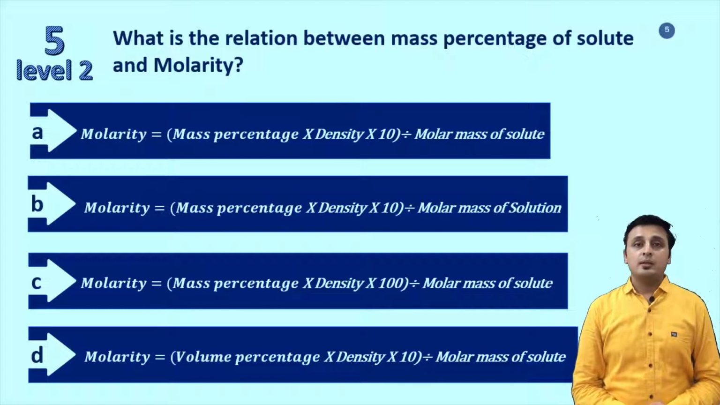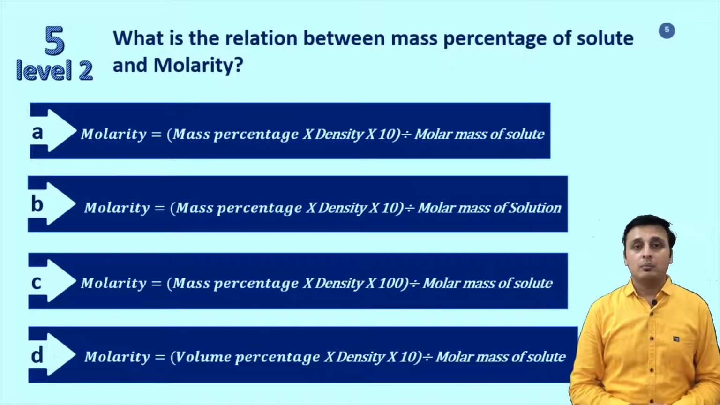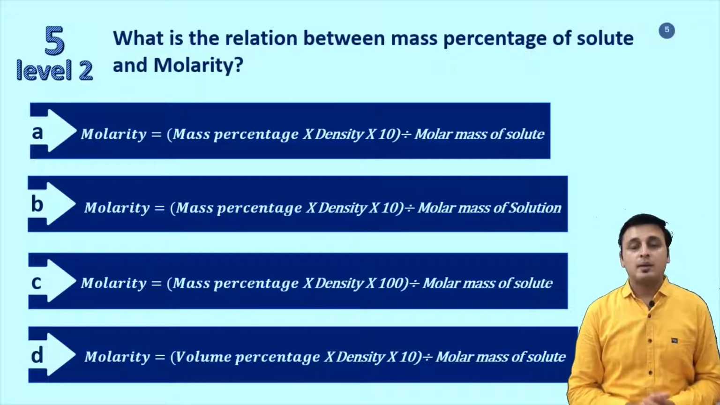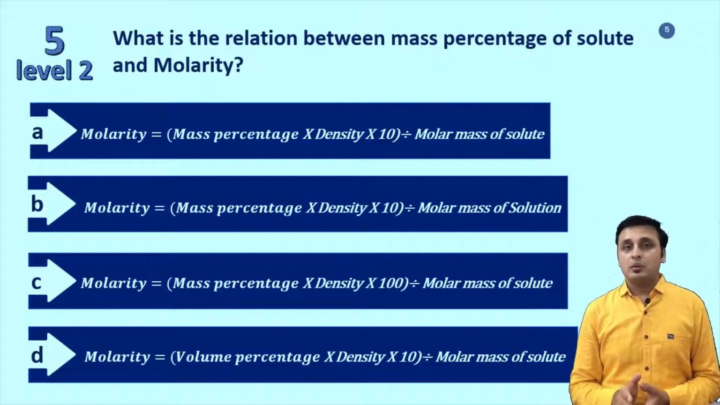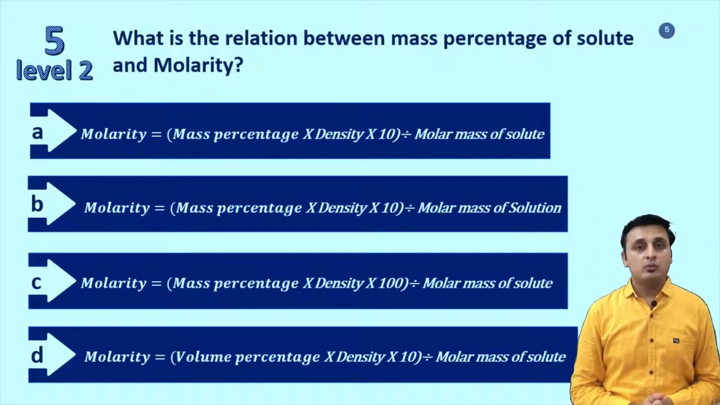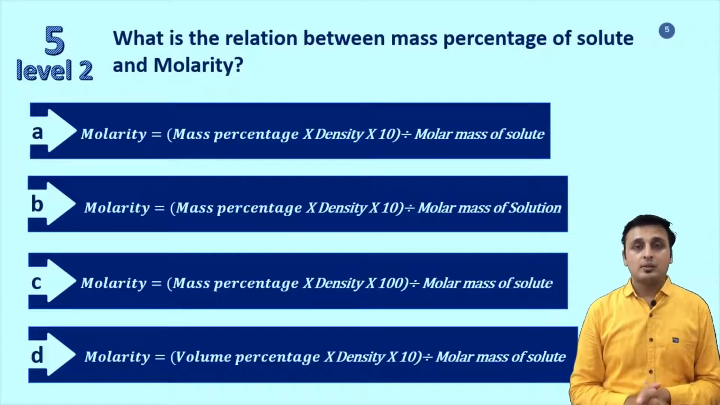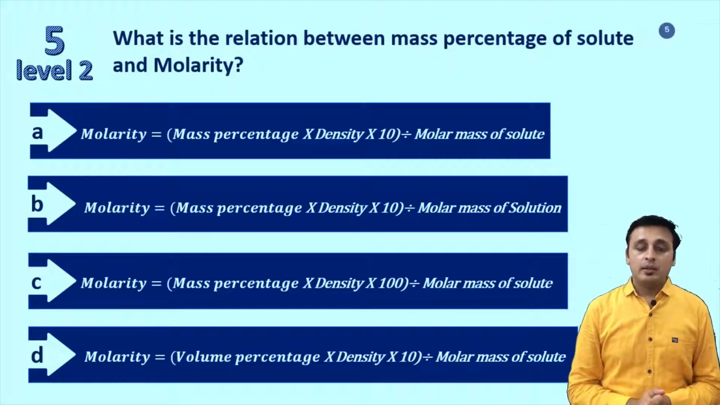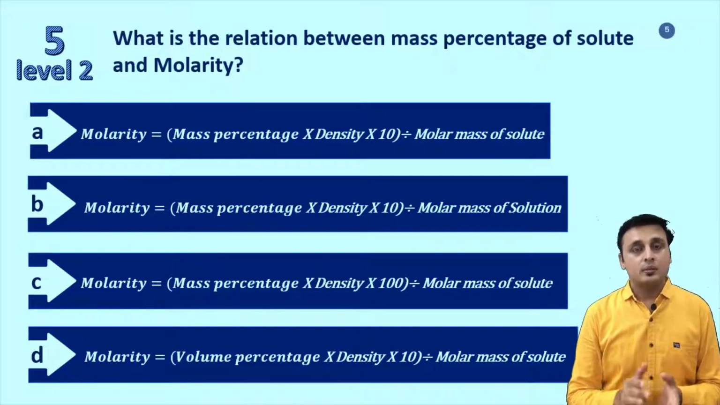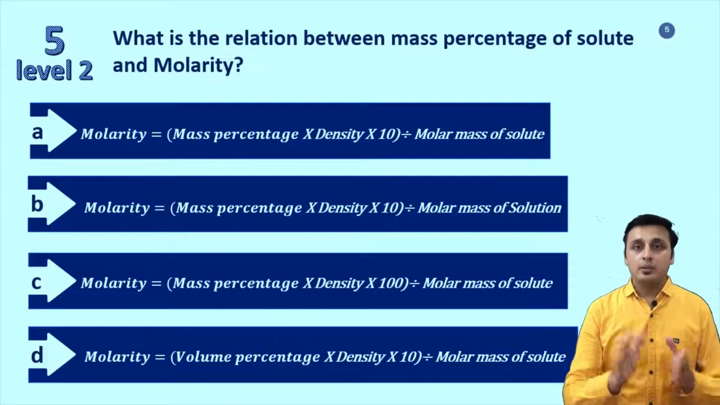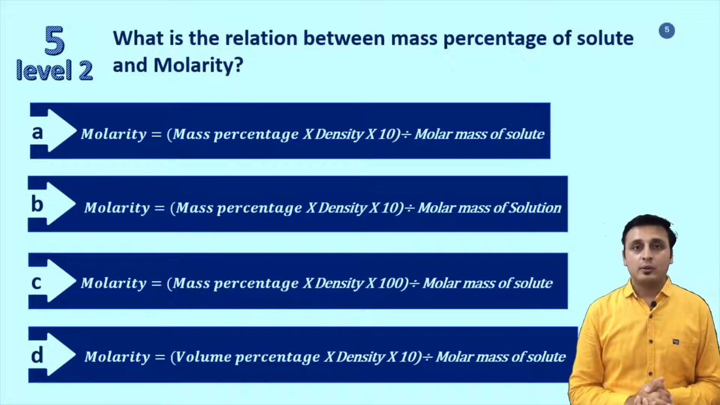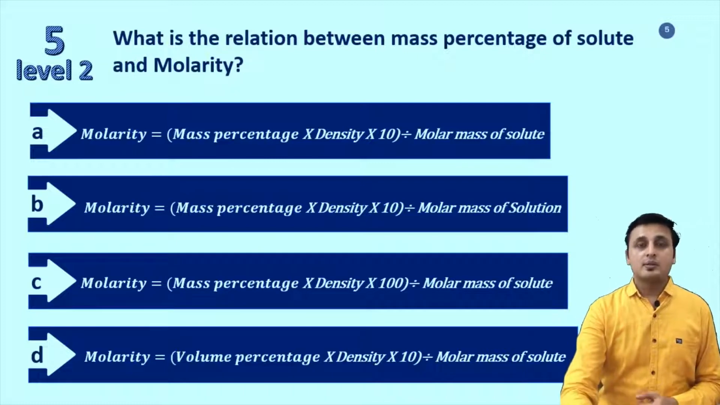Dear friends, molarity utilizes the mole per liter formula, while the mass percentage is the mass of the solute upon mass of the solution multiplied by 100. So when we want to convert this formula into the molarity formula, we have to use density. Now when we compare and when we derive the formula, the correct answer for this question is option A. So molarity is equal to mass percentage into density into 10 and the whole is divided by molar mass of the solute, and the correct answer for this question is option A.